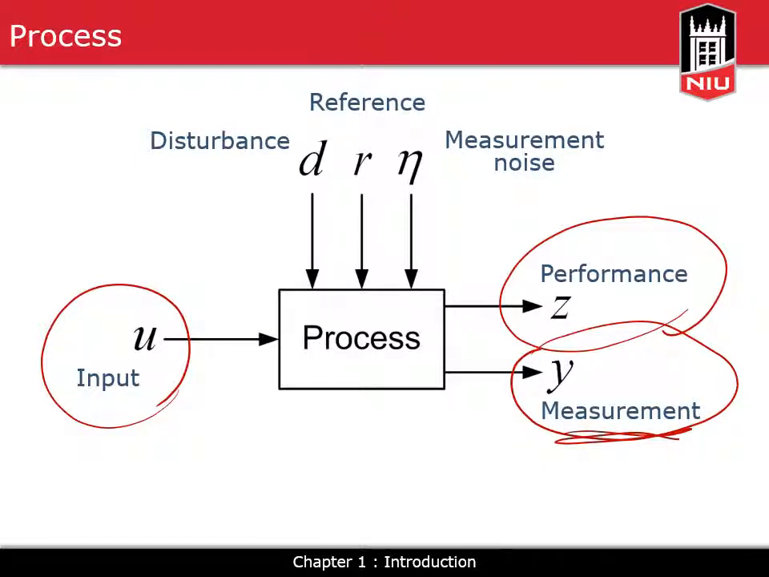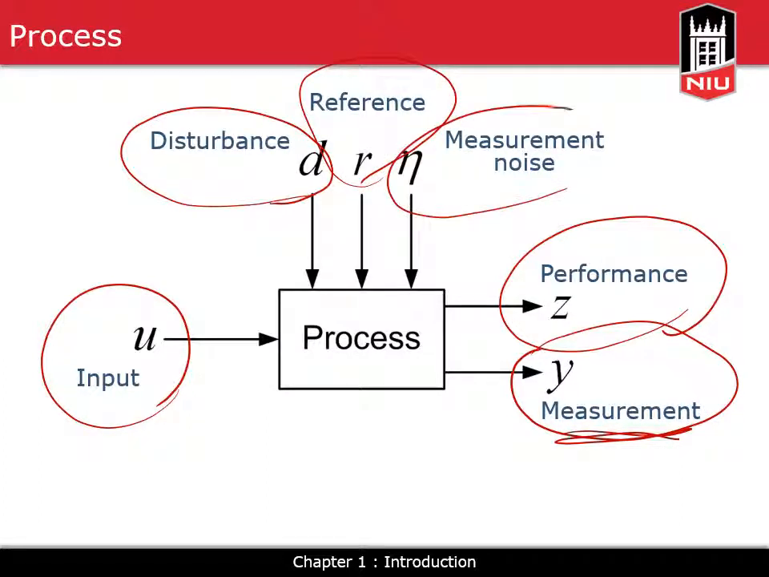You can also see that there are some other inputs going into the process. The one is disturbance, or D. The other one is reference, or R. And the third one is eta, or measurement noise. These are sometimes not considered, especially in the beginning when we want to start learning about the control systems.